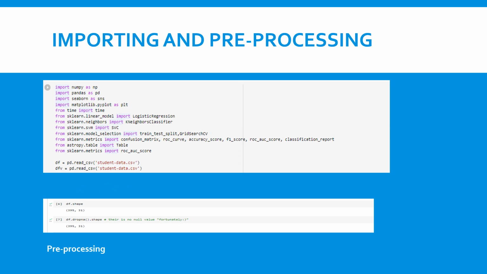So this is importing and pre-processing data. In pre-processing, as we know, we drop the null values, because null values are those values which basically cause impurity in data sets. The result of impurity is that the model we are training cannot give the correct accuracy.